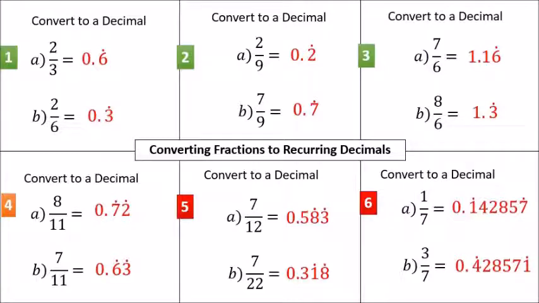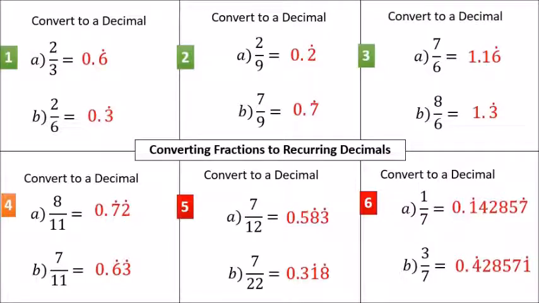7/6, well, just to show that we can do this for fractions that are improper, we have 1.16 recurring, so 1/6 was 0.16 recurring, 7/6 is 1.16 recurring, 8/6 ends up being 1.3 recurring. It's 1 and 2/6. With 2/6 we already got 0.3 recurring.